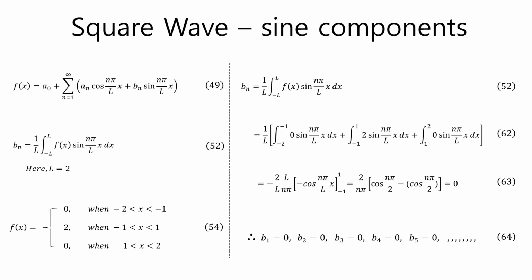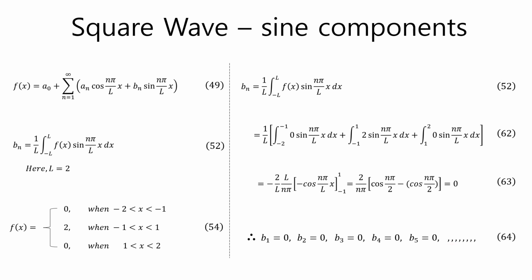This time, let's find Bn using Euler's formula 52. As before, the period of the square wave is 4 and L is half the period, so it is 2. By substituting the value of the f(x) function in equation 54 into equation 52 and expressing the integral equation for each section, equation 62 can be obtained. The first and third terms of equation 62 are 0, and integrating the second term gives the integral value of 0, as shown in equation 63. Therefore, as shown in equation 64, for all positive integer values of n, Bn is 0, resulting in all sine series disappearing.